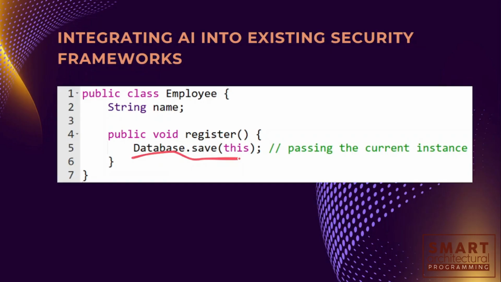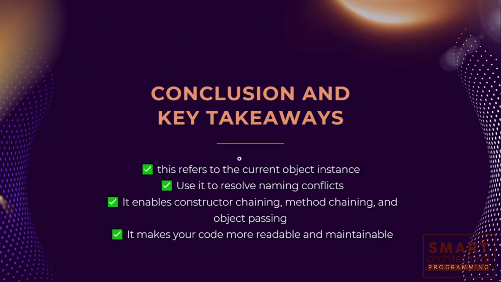A quick recap of what we've covered in this video. This refers to the current object or instance. Use it to resolve naming conflicts. It also enables constructor chaining, method chaining, and object passing. It makes your code more readable and maintainable.